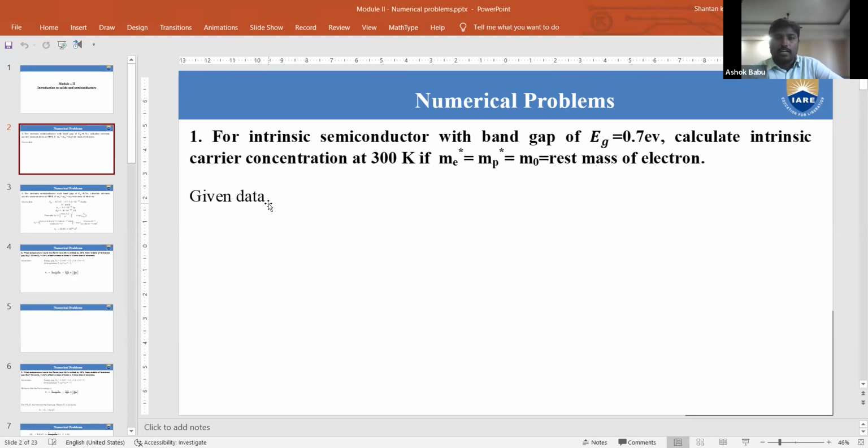So write down the given data and use the formula Ni equals 2 into (2 pi kT by h square) whole power 3 by 2 and (Me star Mh star) whole power 3 by 4 and exponential of minus Eg by 2kT. Solve the problem. Try to find out. I will show the solution also. Within 1 or 2 minutes, all of you try to solve the problem. If you get it, it's good. Otherwise, I will show the solution also.